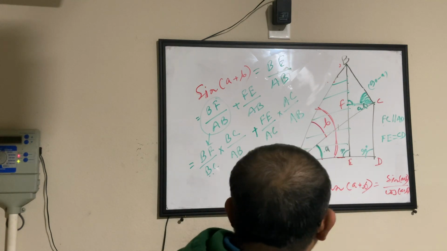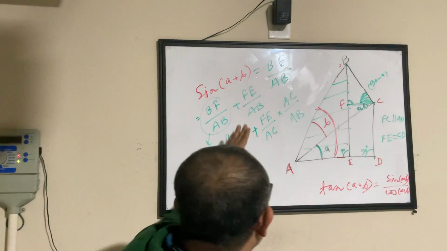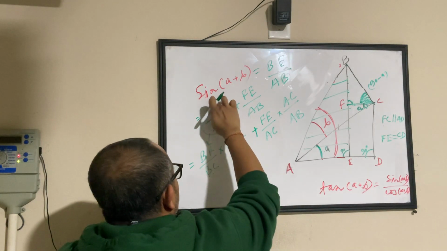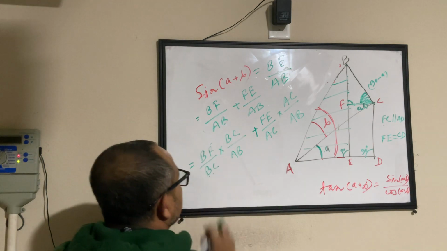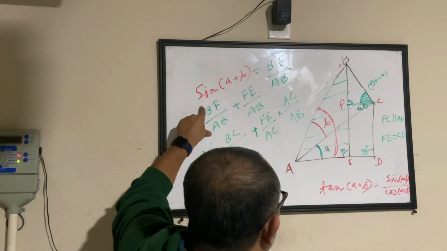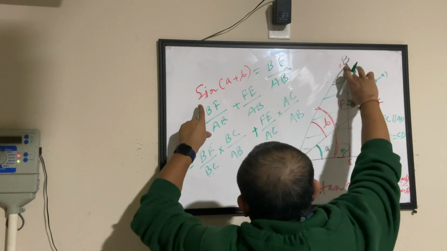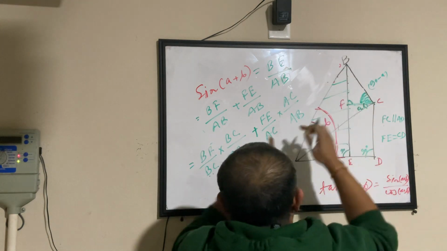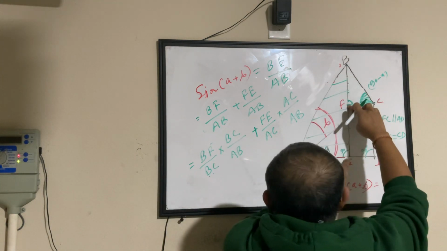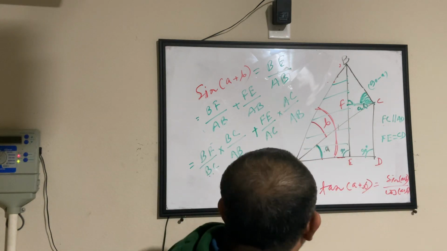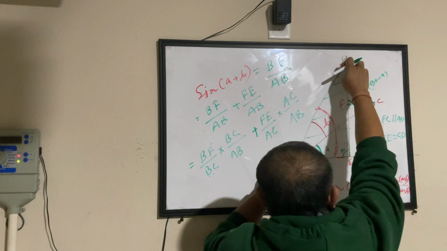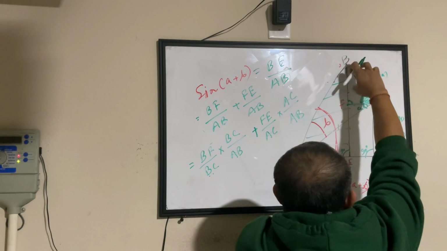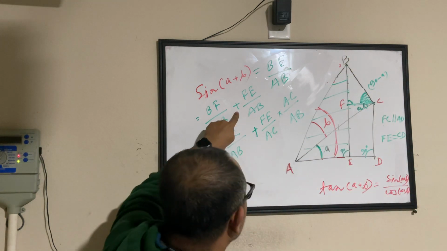Okay, so if you look at this, this was our initial equation. BF by AB plus EF by AB. So sin(A+B) was this divided by this. We just split this part into this plus this. So that's what we are seeing here.